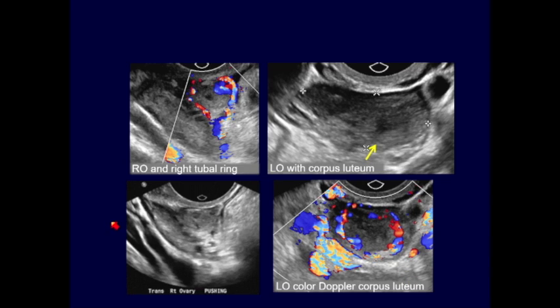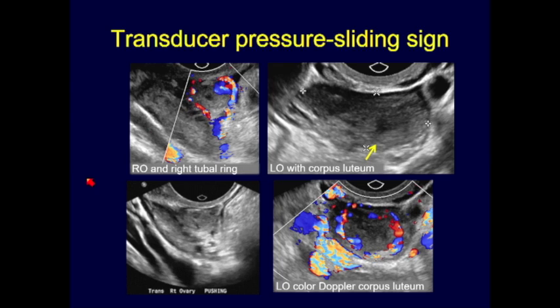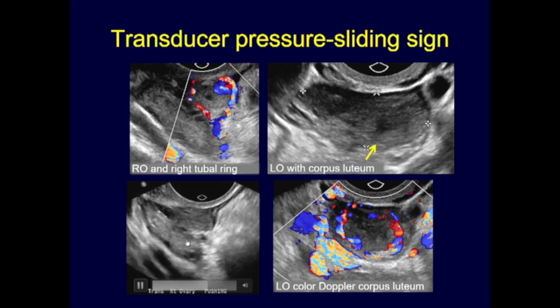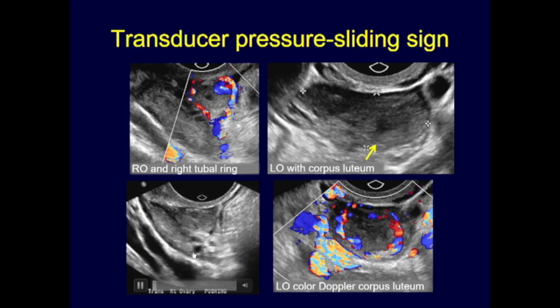Are there other things that we can do to differentiate a tubal ring from a corpus luteum if they're adjacent to one another? So in this case, this is adjacent to the ovary, but we can also use something called the sliding sign and apply transducer pressure to show that one moves separate from the other.